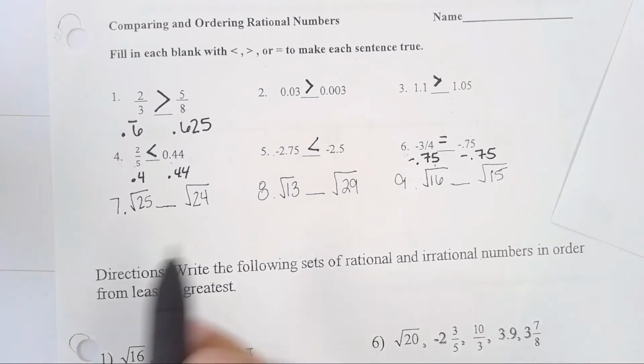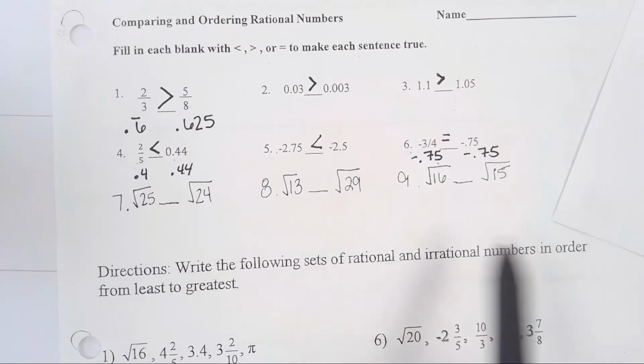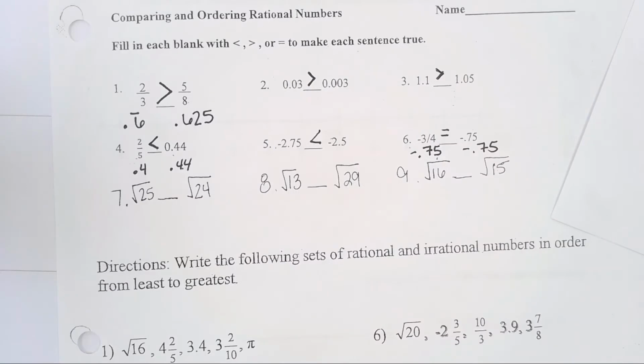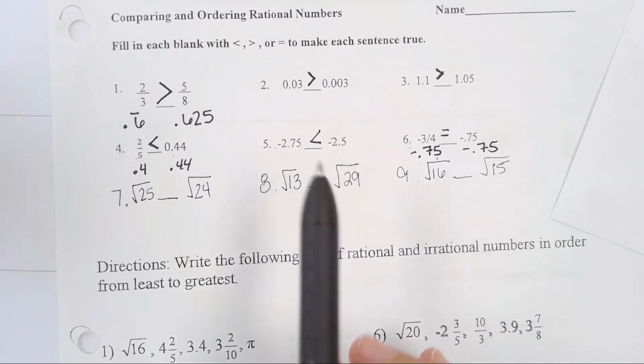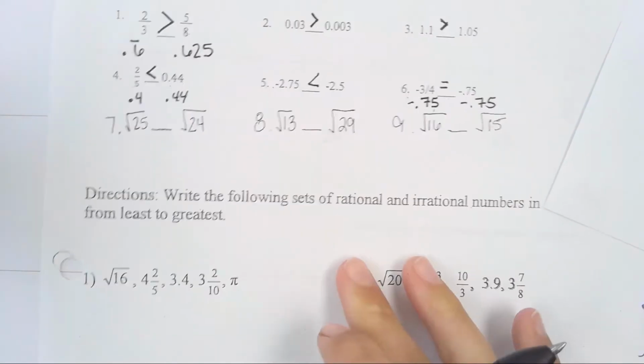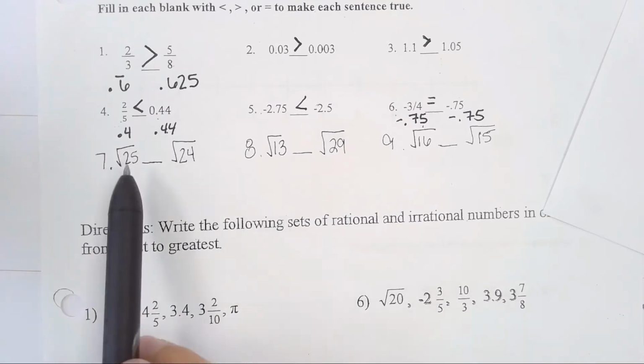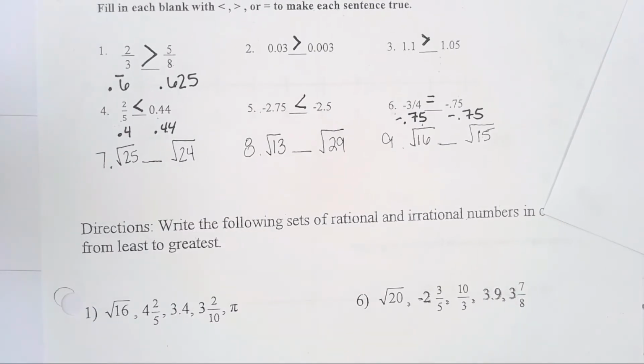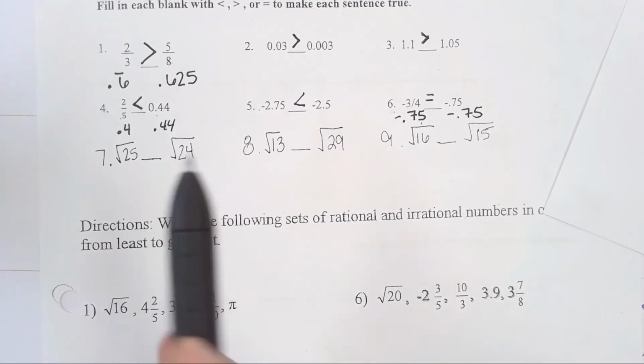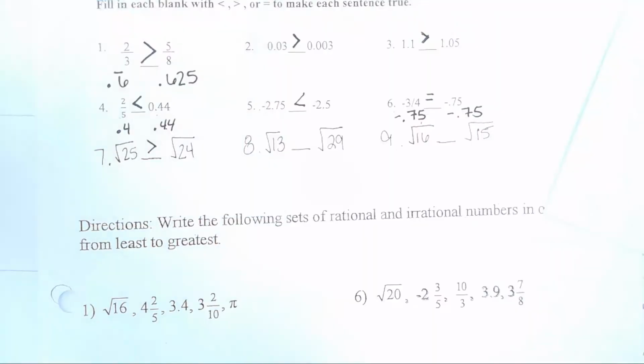Alright, now when it comes to square roots, yes, you could change these if you wanted to. However, the easiest way to do this is, well, first, there's no negatives, so we're only dealing with positives. But whichever number is the biggest on the inside of the square root is going to be the biggest number. So, for example, is 25 or 24 bigger? 25 is. So guess what? The square root of 25 is greater than the square root of 24.